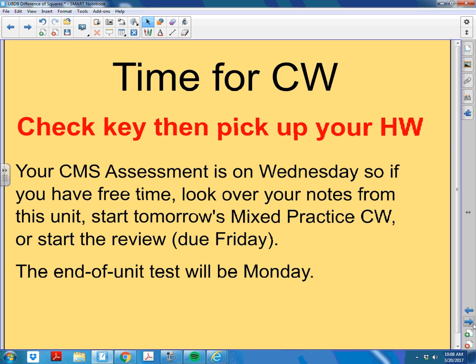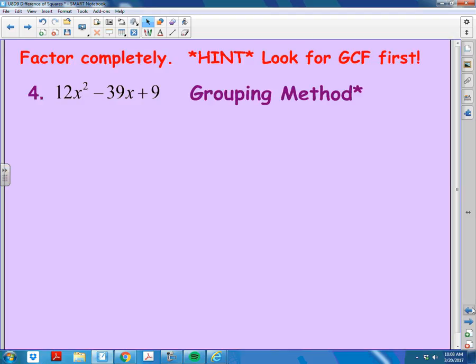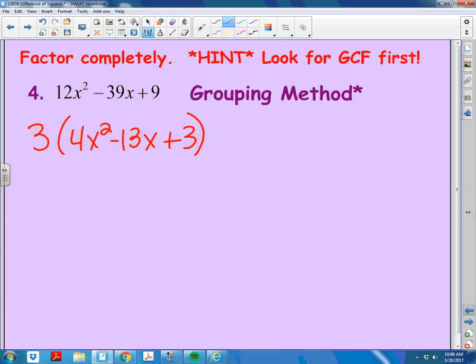Let's do one more, and then we'll get rolling on your classwork. Is there a GCF between 12, 39, and 9? What is it? 3. 3 goes into all. So I pull 3 out, which gives me 4x squared minus 13x plus 3. Right? A times C is 12. So something times something has to equal 12, and something plus something has to equal negative 13. What do we think they are?